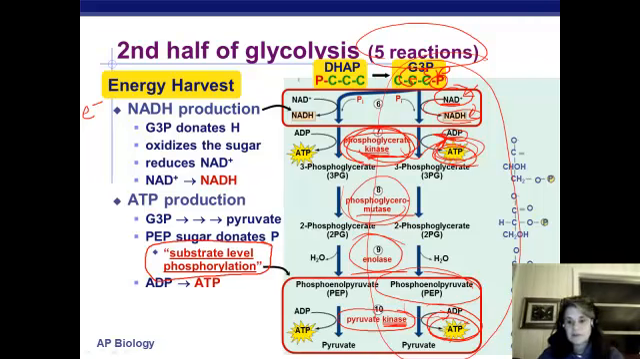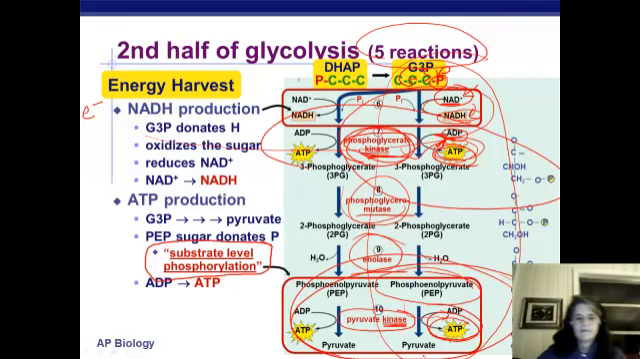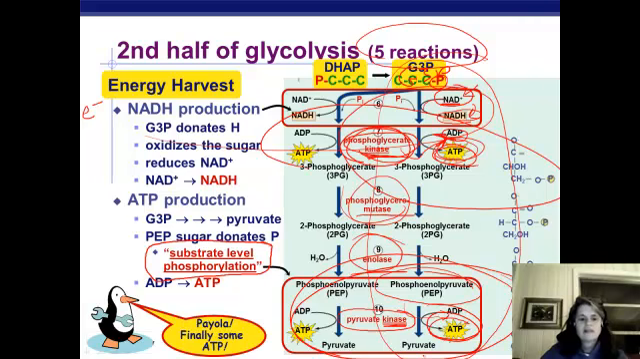And that happens in two places. It happens up here, and it happens down here. Okay? So, finally some ATP, but heavens to Betsy, do you see how much work that was to go through all of this? Remember, we had the previous page as well. All of those reactions just to get, in the end, 4 ATP.